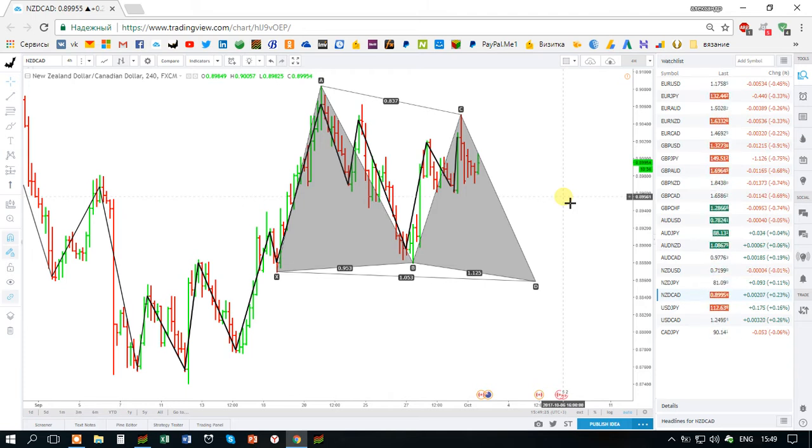But with an advanced pattern approach, this would be a Gartley pattern because the B point should lay within the range of 618 and 786. If it is less, even 1 pip less than 786, this is a Gartley.